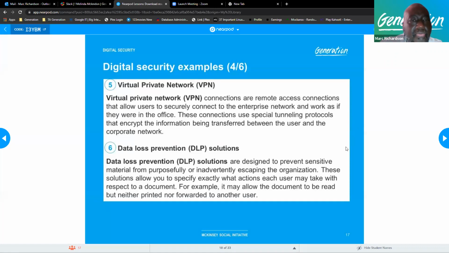All right, VPNs, virtual private networks. Virtual private networks are remote access connections that allow users to securely connect to the enterprise network and work as if they were in the office. These connections use special tunneling protocols that encrypt the information being transferred between the user and the corporate network.